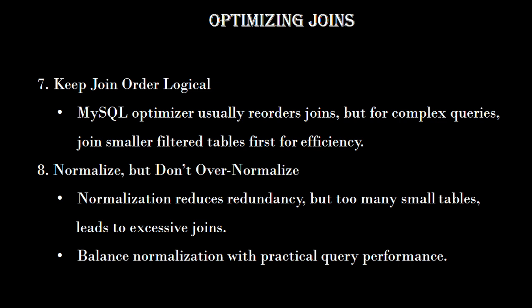There is also normalize, but don't over normalize. Due to normalization, data is separated and stored in related tables. But sometimes while writing a query, we need to understand whether getting that data directly in the table is better, or joining that table, because too many joins can reduce query performance. So sometimes denormalizing, or getting that column directly into the table, could be much more efficient. So we need to understand the balance between normalization and joins.